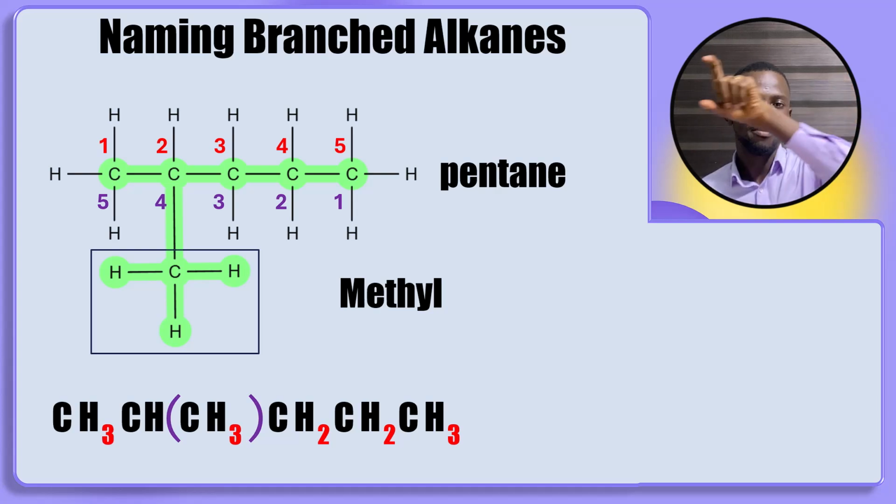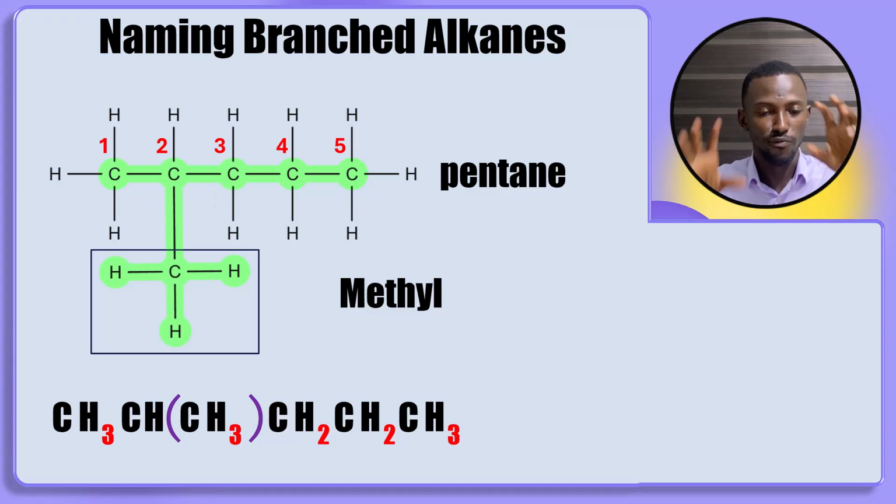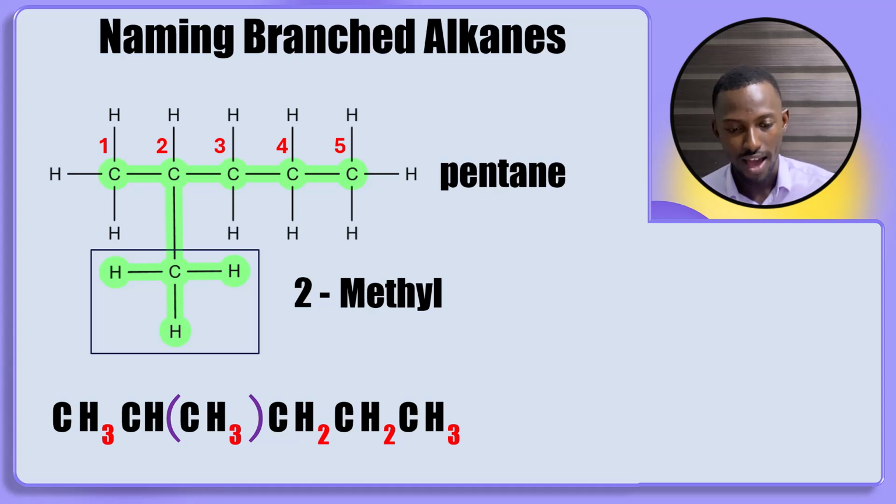If you look at the top numbering, which is the red, the side chain, the methyl group, is found on carbon number 2. But if you consider the lower numbering, the purple, the branch chain is found on carbon number 4. 2 is smaller than 4, so we disregard the purple numbering and focus on the red one. That means the methyl group is found on carbon number 2. So the name will be 2-methyl, meaning the methyl group is found on carbon number 2. The next step after doing all of this is to combine the names.